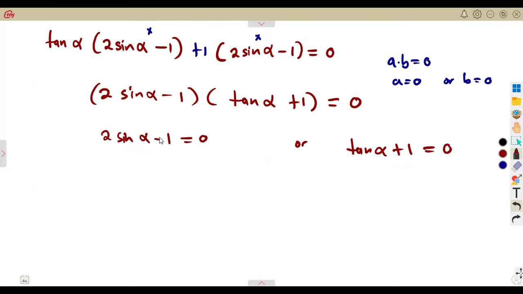So let's solve for alpha. Now take the negative 1 there, it becomes a positive. So it's going to be sine alpha is equal to what? A positive, you divide by 2. So that's 1 over 2.